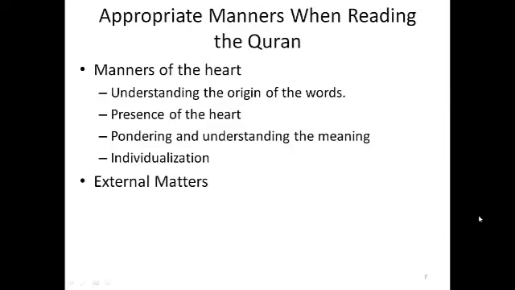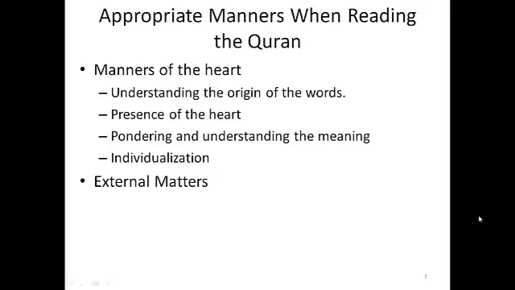So what are some appropriate manners when reading the Quran? So first, there are manners of the heart, like understanding the origin of the words. Knowing the greatness of the words being read and the bounty of Allah to His creation, that this is the addressing of Allah to His creation. And the reader should always think about the characteristics of Allah the Exalted when he's reading the Quran to understand the full meaning.